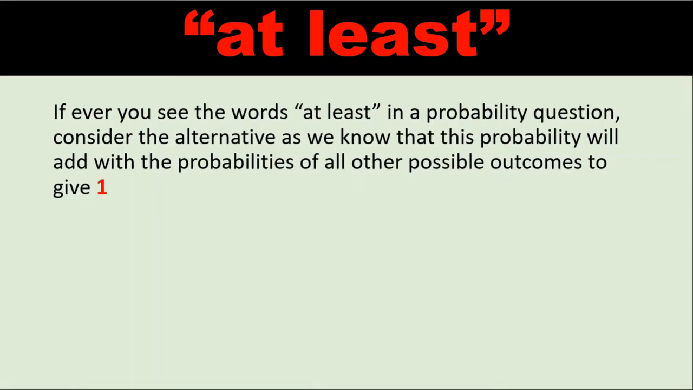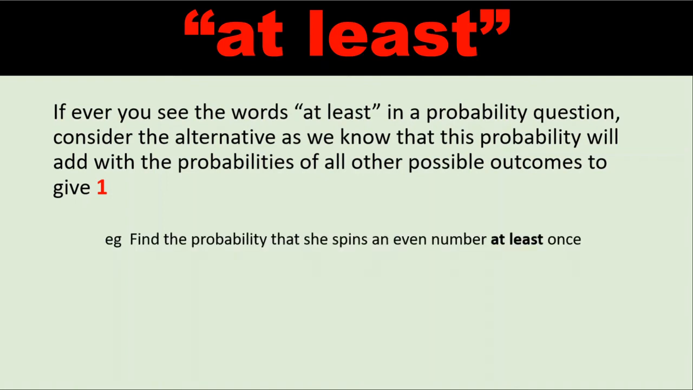Now finally, at least. This is the last point I really want to drive home in this lesson. If ever you see the words "at least" in a probability question, consider the alternative. As we all know, the probability would add with all of the possible other outcomes to make a total of 1. So if you're asked, for example, to find the probability that she spins an even number at least once, consider the probability that she doesn't spin any even numbers. Because we know that the probability that she spins an even number at least once will be 1 minus the probability that she doesn't spin any even numbers.